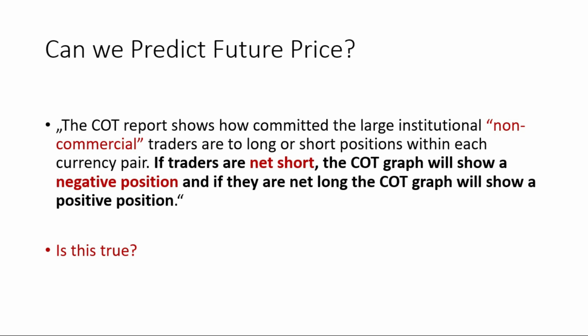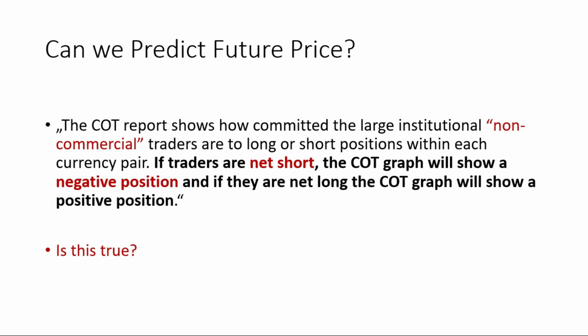Because one group of YouTubers, one group of professors, and one group of science research papers will tell you this: the COT report shows how committed the large institutional non-commercial traders are to long or short positions within each currency pair. If traders are net short, the COT graph will show a negative position, and if they are net long, the COT graph will show a positive position.